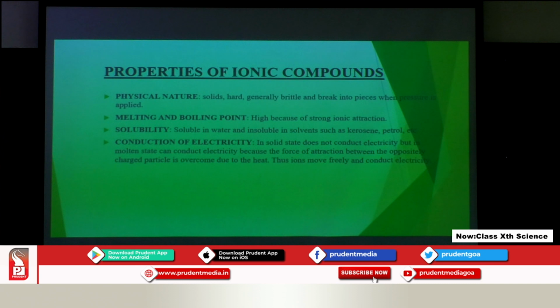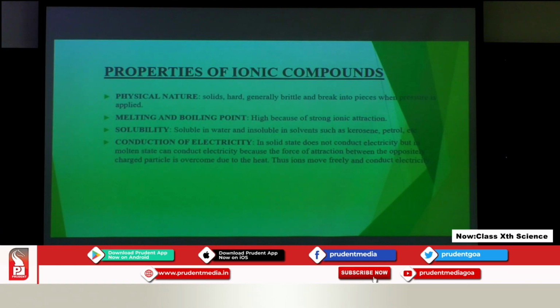Now let us see about the conduction of electricity. These ionic compounds will conduct electricity if they are present in the molten state. If we just take the ionic compound in solid form, electricity won't flow. For flow of electric current, we need ions, and ions will be present only when the ionic compounds are in ionic or in molten form.